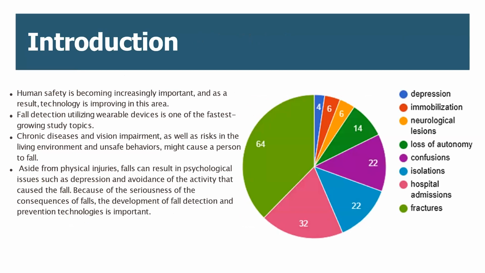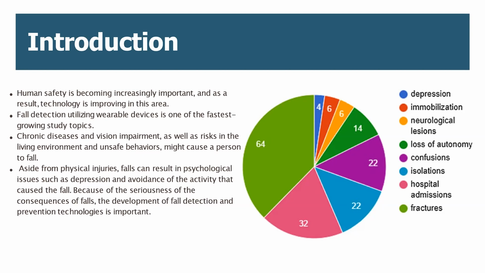Introduction. Today, technology is primarily concerned with making human life easier and safer. Human safety is becoming increasingly important, and as a result, technology is improving in this area. Fall detection using wearable devices is one of the fastest growing study topics. A person may fall due to chronic diseases, vision impairment, risks in the living environment, or unsafe behaviors. Falls are frequently the cause of serious or even fatal injuries, which are sometimes the only cause of death. Aside from physical injuries, falls can also cause psychological issues such as depression, avoidance of the activity that caused the fall. Because of the seriousness of the consequences of falls, the development of fall detection and prevention technologies is important.